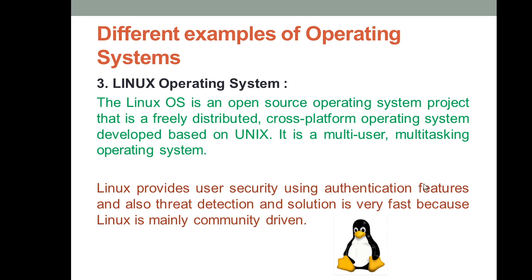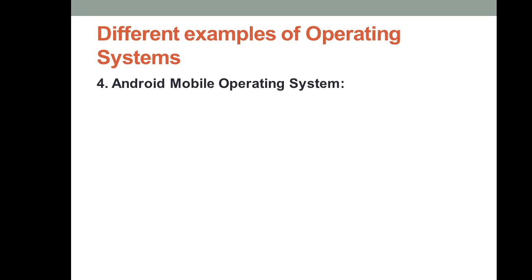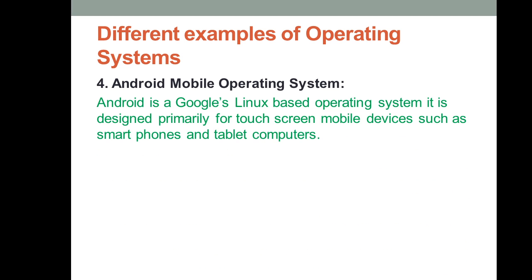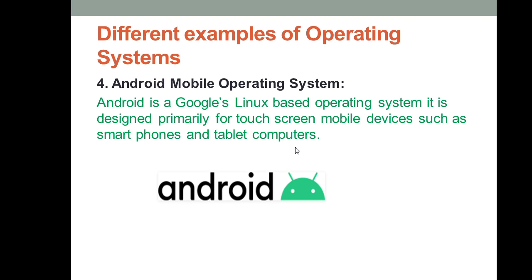This is the logo of the Linux operating system. Then the next type of operating system is the Android mobile operating system. As you have heard the name Android, because in each and every mobile phone, like Samsung or Nokia, the Android mobile operating system is there. Android is a Google Linux based operating system, and it is designed primarily for touch screen mobile devices such as smartphones and tablet computers. So this is the logo of the Android operating system.